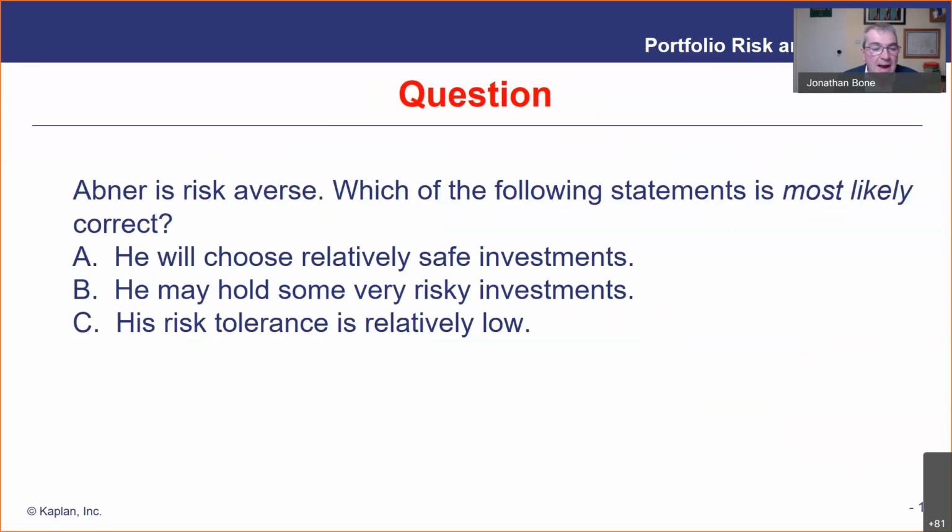Okay, so Abner is risk averse. Which of the following statements is most likely correct? He will choose relatively safe investments. No, that's not what risk averse means at all. It means you may well take on risky investments, but you will require a higher return on those risky investments. He may hold some very risky investments. Yes, that's true, but if he does, he'd want a very high return on them. His risk tolerance is relatively low. No, that's not what risk aversion means. Risk aversion is the trade-off between risk and return, okay?